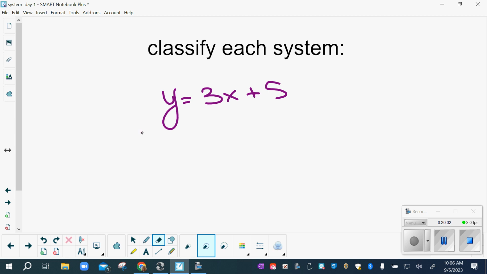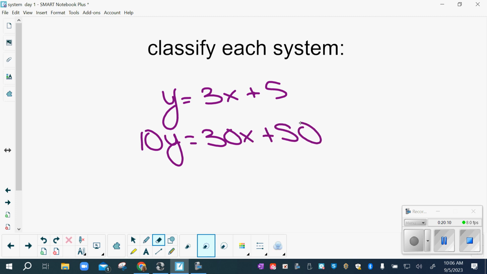So guess what? I'm lazy. 10y equals 30x plus 50, right? It doesn't have a 3 and a 5 in it. I just multiplied everything through. Is that cool? That is it for today.